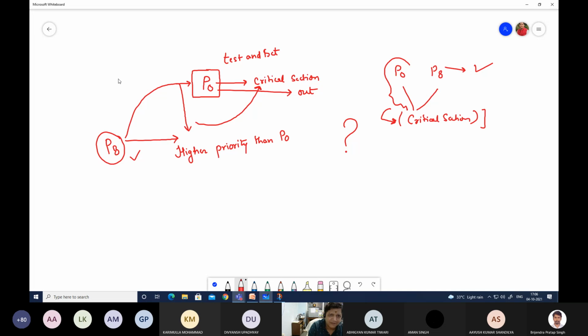So the scheduler has nothing to think about. The scheduler will throw P0 out and P8 will be scheduled. What will happen to P8? P8 will be blocked, because P0 was inside its critical section. P0 could not complete its critical section and bolt was not set again to 0. P8 will be blocked. So even though it has higher priority, it will not be able to execute before P0. Yes or no?